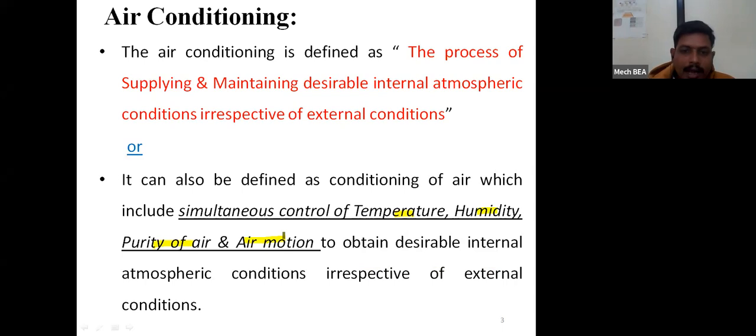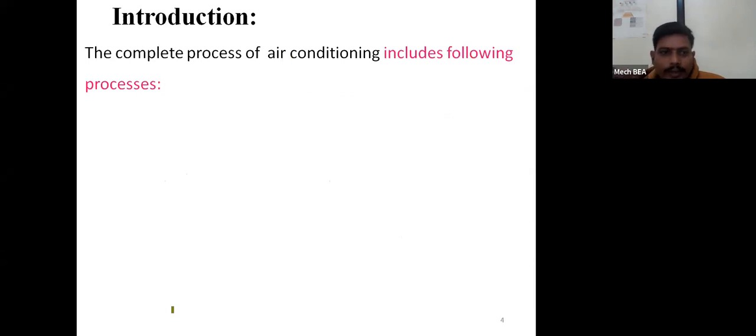Air conditioning can also be defined as the process of simultaneous control of temperature, humidity, purification of air, and air motion to obtain desirable internal atmospheric condition irrespective of external condition. That is called air conditioning. Whatever air conditioning process there is, the entire process will consist of various steps or various processes.